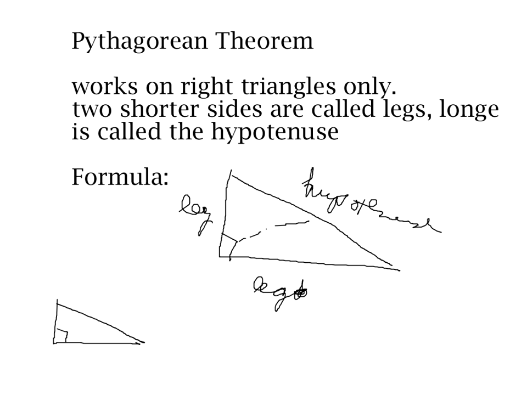We usually label the legs, well, a lot of things, but with regards to the Pythagorean theorem, we usually see A and B for the legs, and C for the hypotenuse. So the formula is the hypotenuse squared is equal to A squared plus B squared.